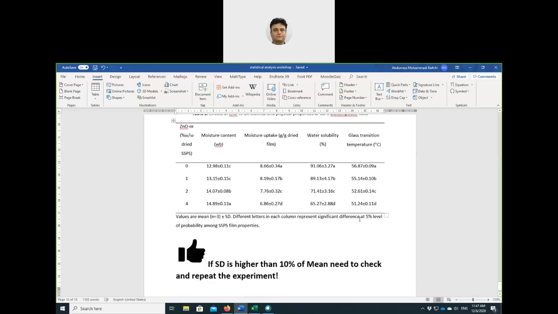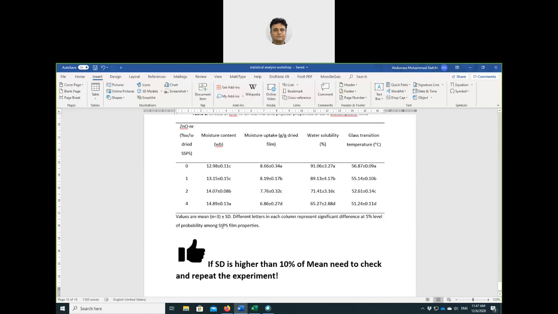Sometimes they write that it represents significant difference at 95% level of confidence. Sometimes they write 5% level of probability, or sometimes they write 95% level of confidence, among SSPS film properties. No, this one is between them. This is not SPSS. This is SSPS.